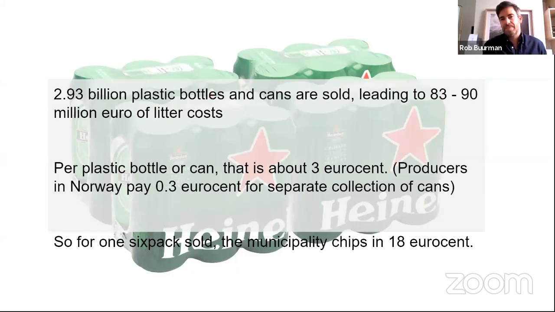So if you buy a 6-pack right now in a supermarket, remember next time you go there that the municipality adds 18 euro cents just to have it cleaned up. And compare that, for example, to the producer fee that producers pay in Norway for cans, which is 0.3 euro cent. So 0.3 euro cent to have it properly collected and recycled, or 3 euro cent to pick it up out of the litter.